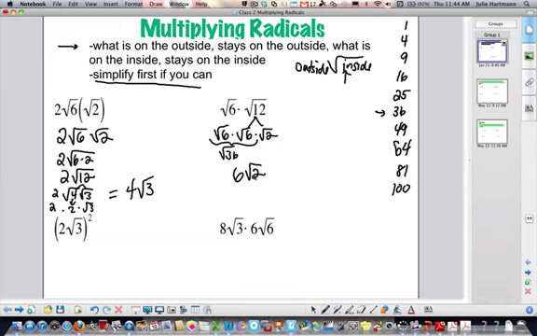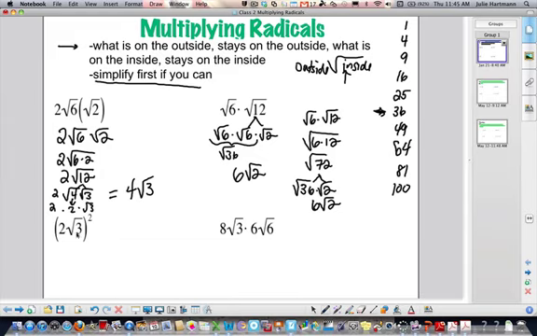Okay. The other way you could do that, so doing root 6 times root 12 again, they're both on the inside, so you could do root 6 times 12. 6 times 12 is 72. And then you can figure out what perfect square goes into 72. Well, 36 does. 72 is 36 times 2. Square root of 36 is 6, so 6 root 2. So you get the same thing either way. Okay, it doesn't matter which way you want to go.